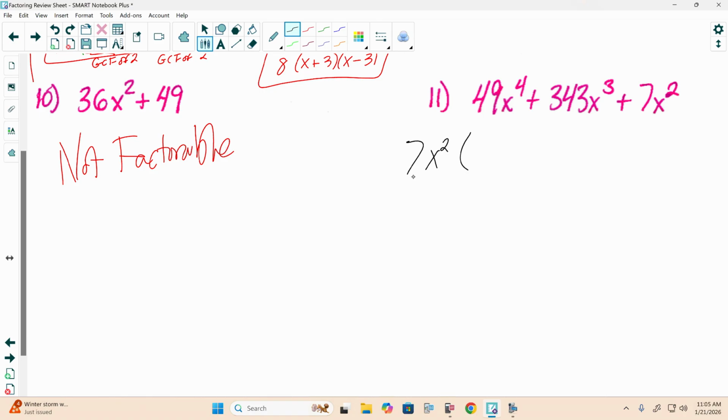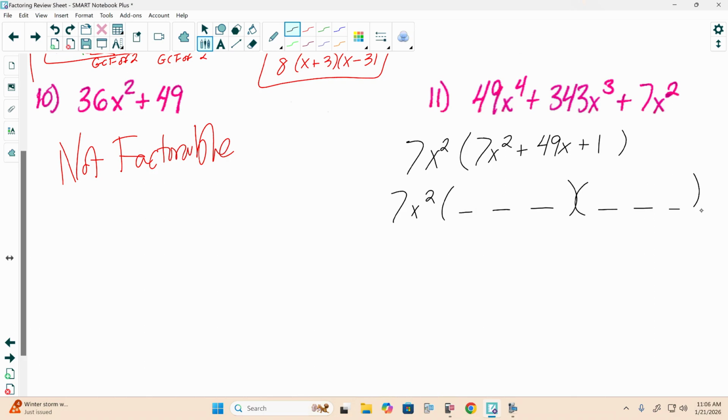So I can factor out a 7. Now, if I factor 7 out of 49, 49 divided by 7 is 7. And if I factor the x squared, I divide x to the 4th by x squared. We take 2 away, we get x squared. Plus 343 divided by 7, 49, and we have x because we took 2 away. Plus, 7x squared divided by 7x squared, if we factor it out, it's going to reduce to 1. Two sets of parentheses with 3 spaces.